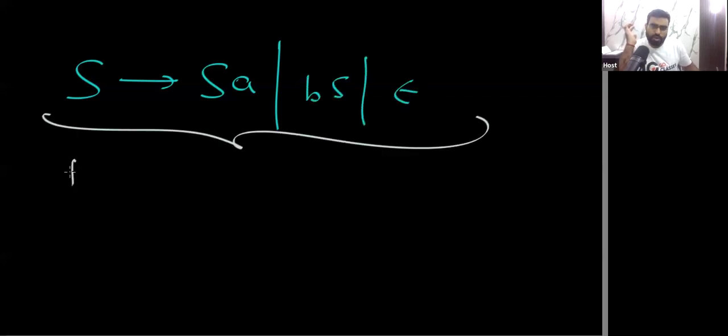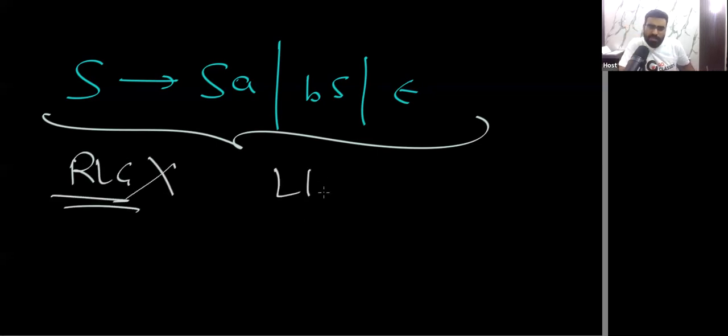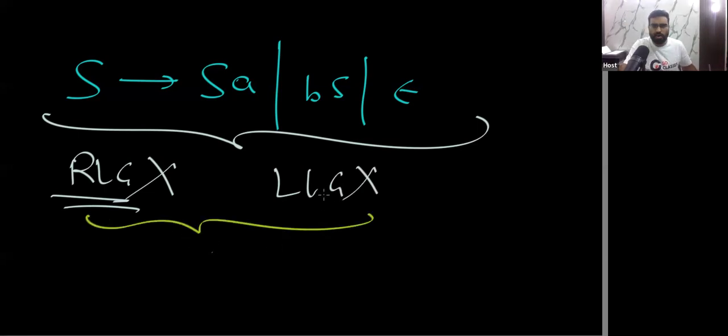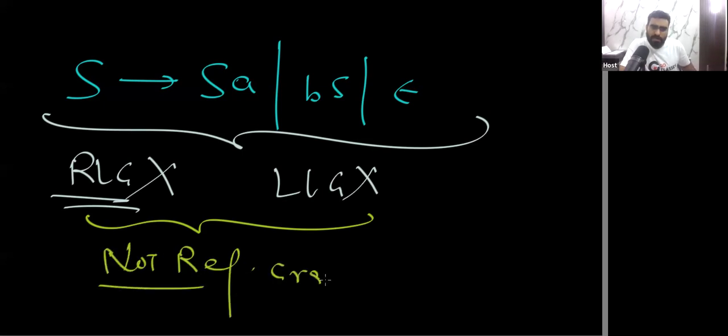For example, you cannot do this, where you treat it as LLG also and RLG also. Look at this grammar. This is not an LLG, and this is not a right linear grammar. This is neither right linear nor left linear. So this is not a regular grammar. This grammar is not a regular grammar. Is this point clear? Very simple point.